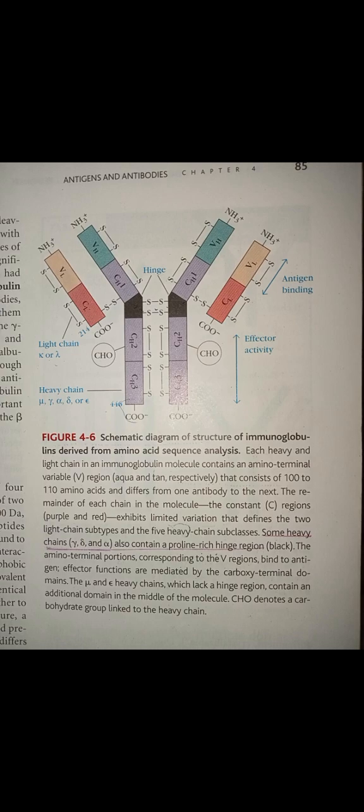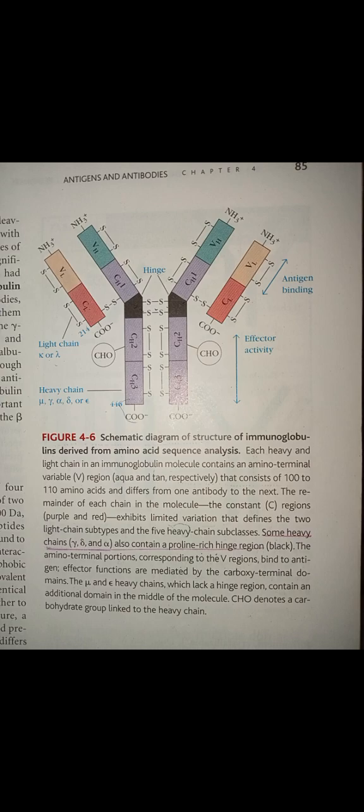Once again we are going to read this. So each heavy and light chain in an immunoglobulin molecule contains an amino terminal variable region V, aqua and tan respectively, that consists of 100 to 110 amino acids and differs from one antibody to the next. The remainder of each chain in the molecule, the constant C regions, purple and red, exhibits limited variation that defines the 2 light chain subtypes and the 5 heavy chain subclasses.